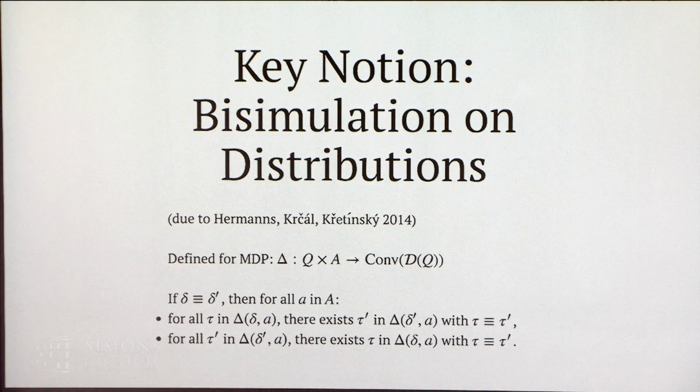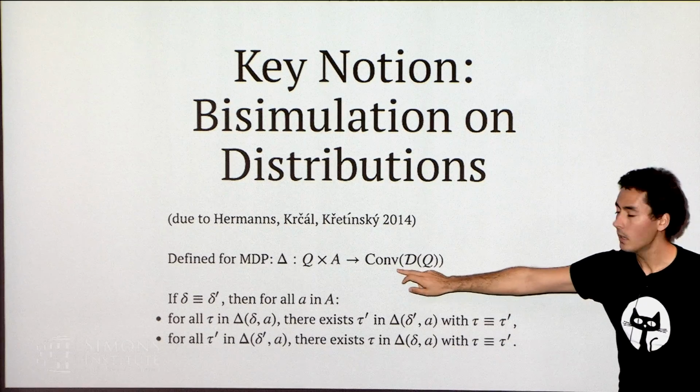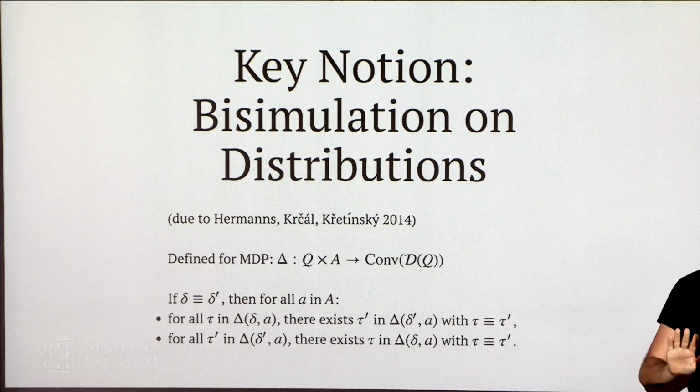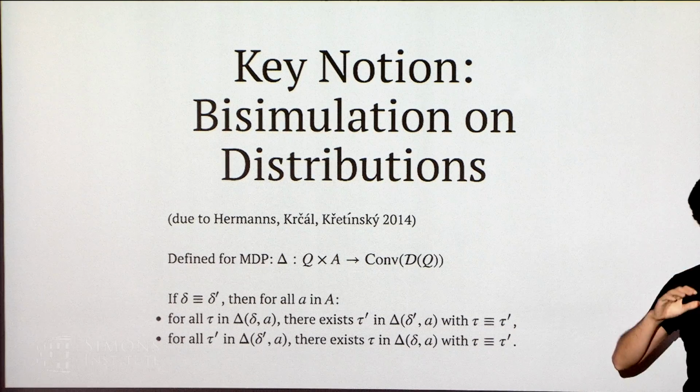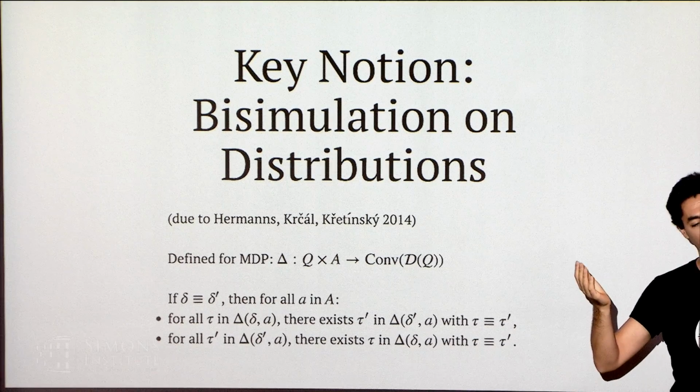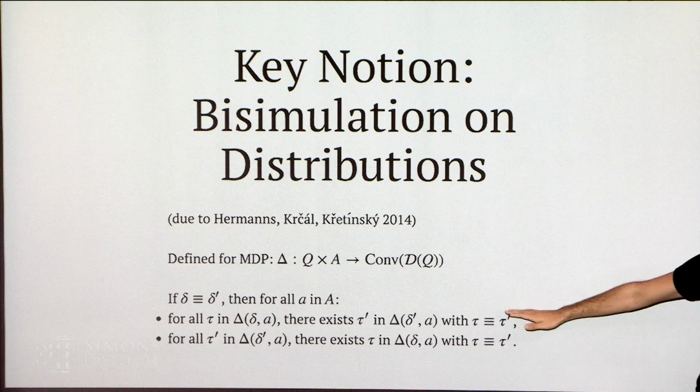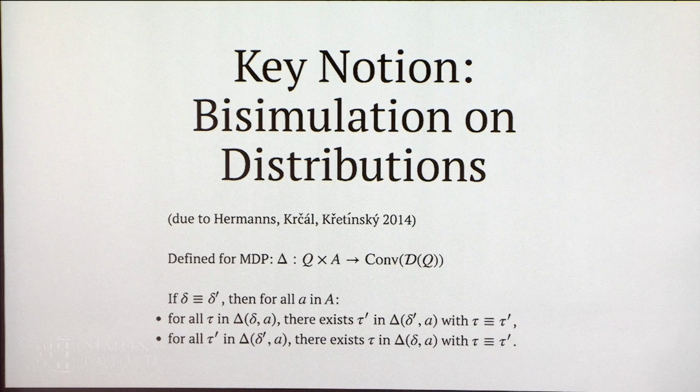So just take your Markov decision process, this MDP, on which you're deciding for the next distribution, and look at the induced infinite Markov chain, transition system where the states are the distributions of your previous MDP. And now you define the usual bisimulation for it.